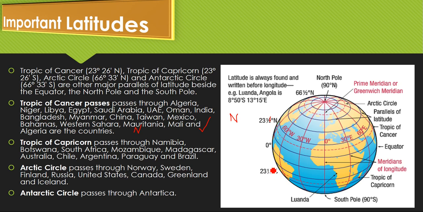Tropic of Capricorn is 23.5 degree south. It is in the southern hemisphere. Arctic Circle passes through Norway, Sweden, Finland, Russia, United States, Canada, Greenland, and Iceland, and Antarctic Circle passes through Antarctica.